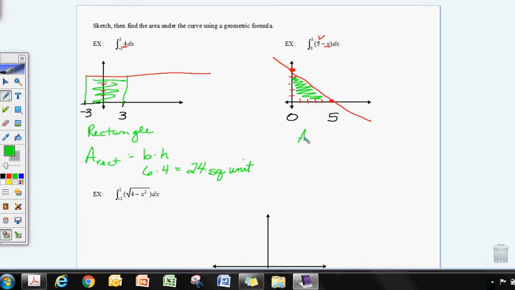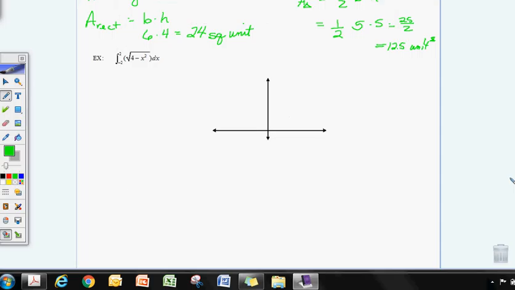So area of a triangle equals 1/2 base times height. So it's going to be 1/2, my base is 5 units long, my height is 5 units high. So my area turns out to be 25 halves, which is the same as 12.5. And again, that's units squared. There we go. Finally, last example.